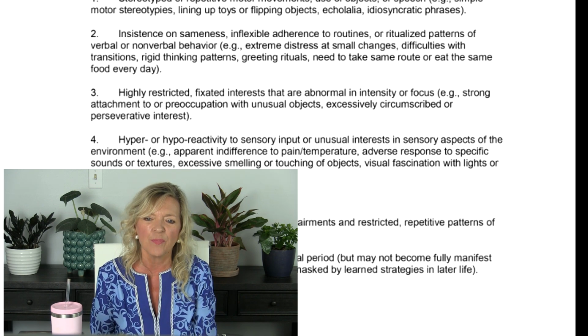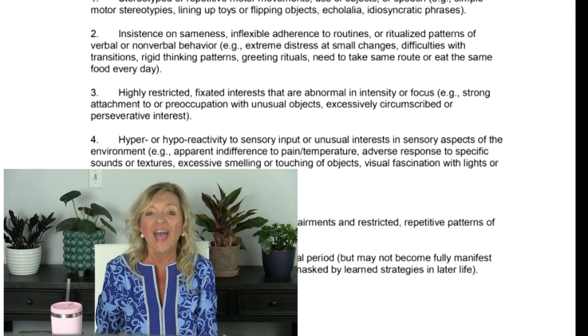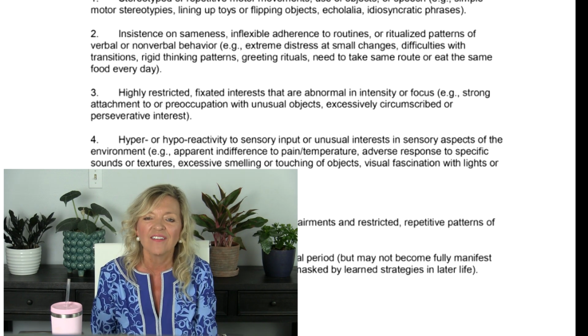And so what's the example here? This would be a strong attachment to or preoccupation with unusual objects, excessively circumscribed or perseverative interest. So what in the world is that? That's just that a child has something that he is over the top attached to, and it is very, very difficult to get him to move on from that.